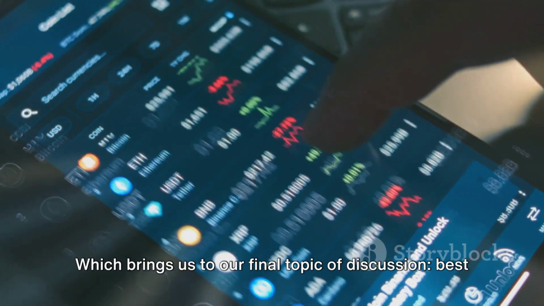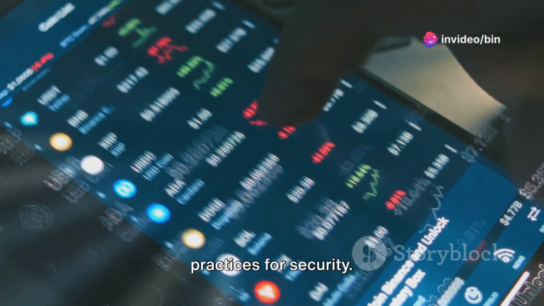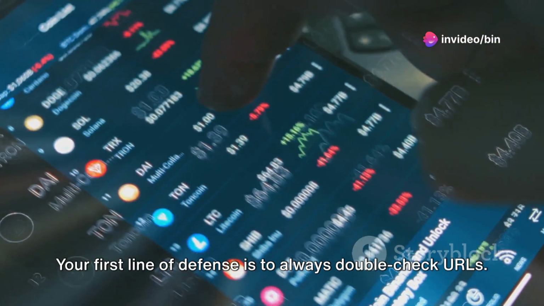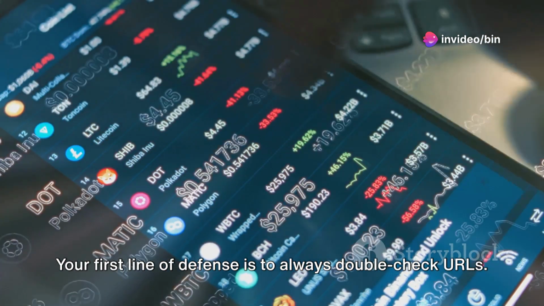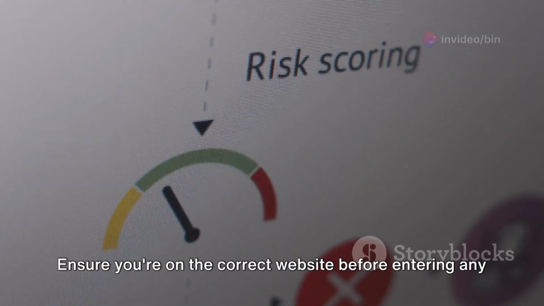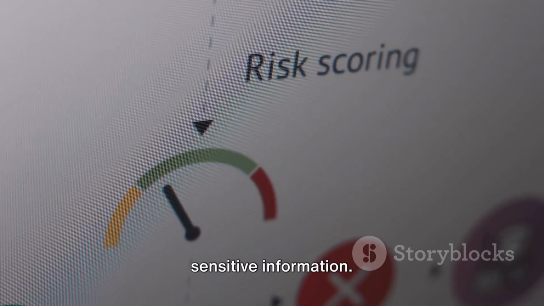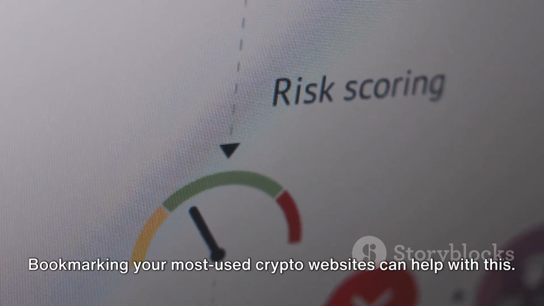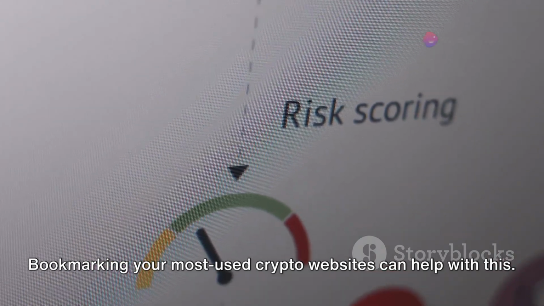Which brings us to our final topic of discussion: best practices for security. Your first line of defense is to always double-check URLs. Ensure you're on the correct website before entering any sensitive information. Bookmarking your most used crypto websites can help with this.